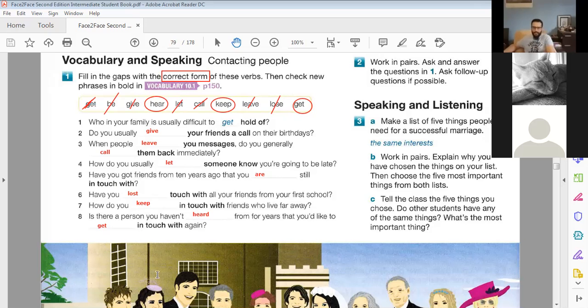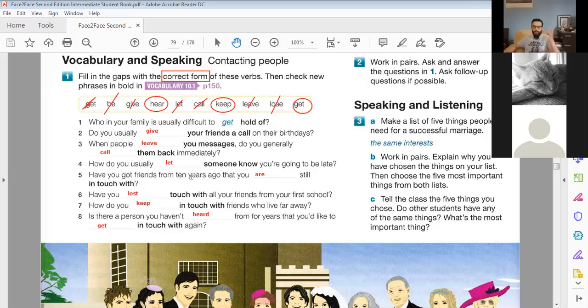So the rest of them, I think there's no need to talk about them. They're quite clear. I think the only one was the first one, because get hold of is an interesting phrasal verb. The rest are clear. Give your friends a call, leave your messages, call them back, let someone know, to be in touch with someone, to lose touch with someone, to keep in touch with someone, to get in touch with someone.